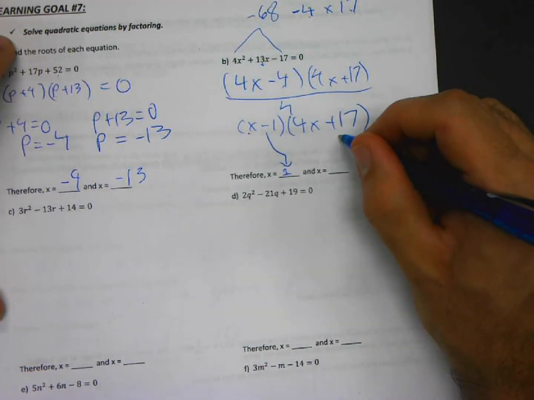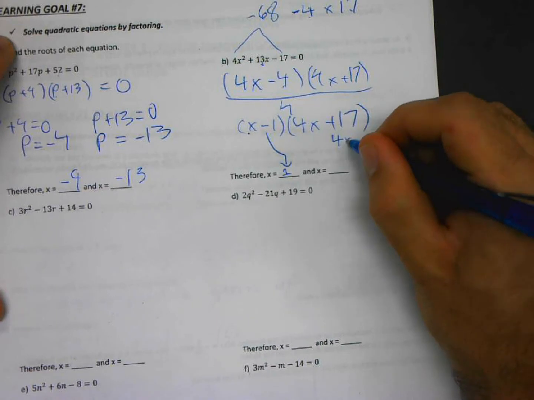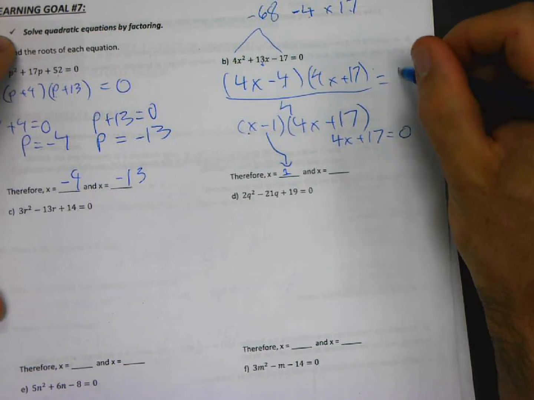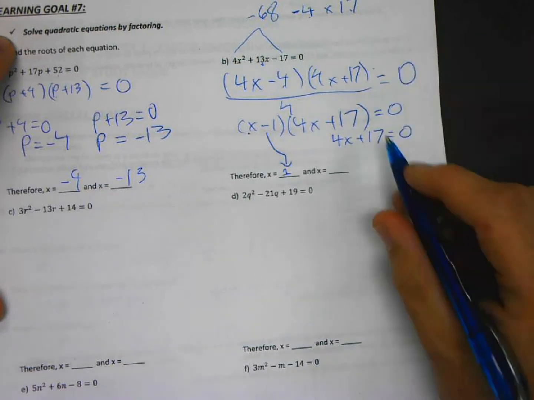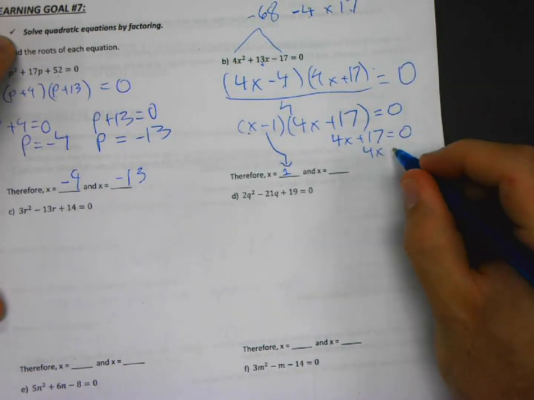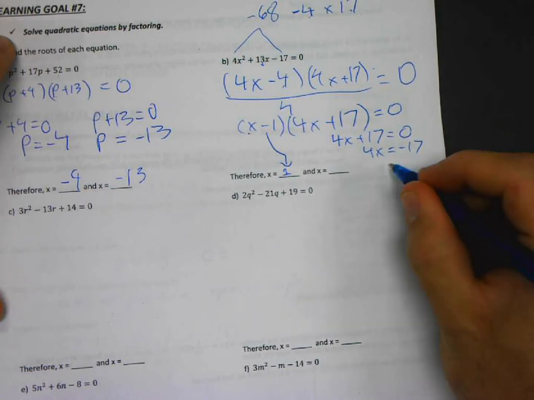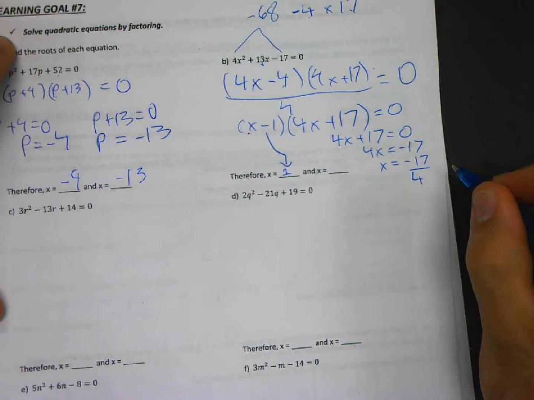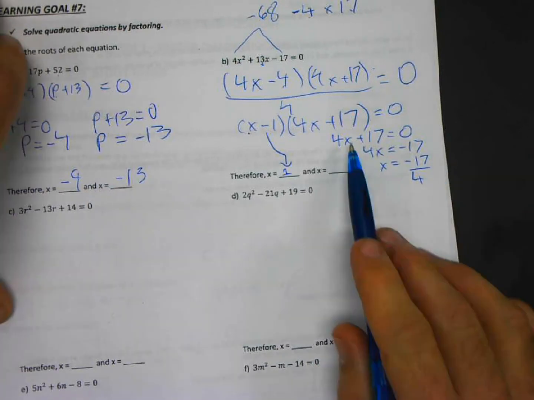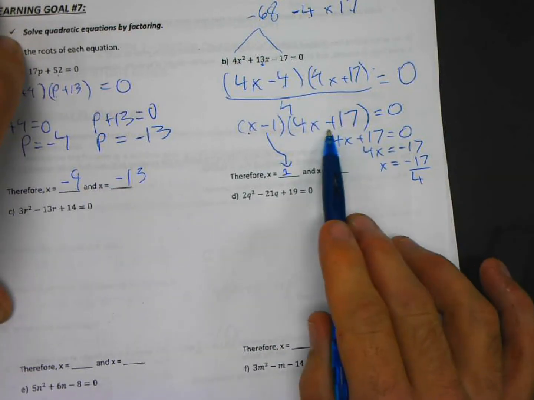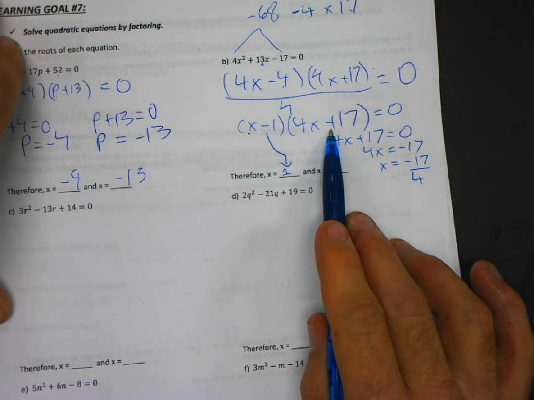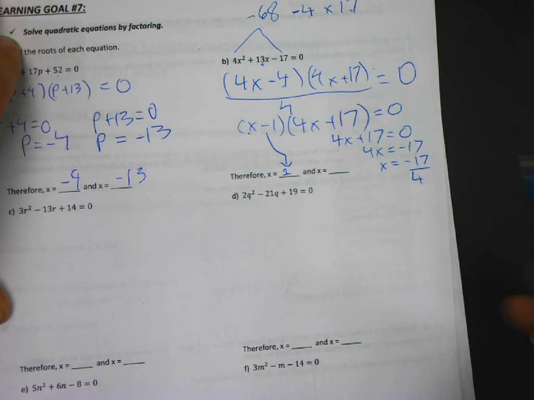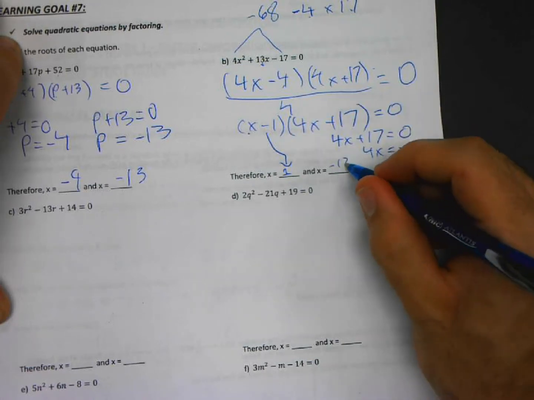This one here, I'm going to write it out one last time. 4x plus 17, we want it to be 0 because we had an equal 0 here and here. So it's 4x equal to negative 17. X is equal to negative 17 over 4. This pattern, every time, it will be the opposite of this number here. So the opposite of 17 is negative 17 divided by 4. So I'm going to write negative 17 over 4.